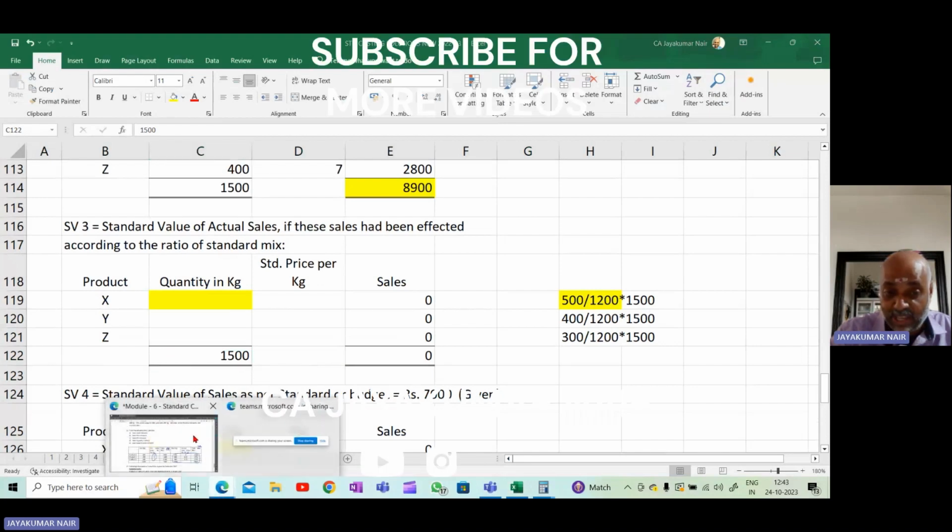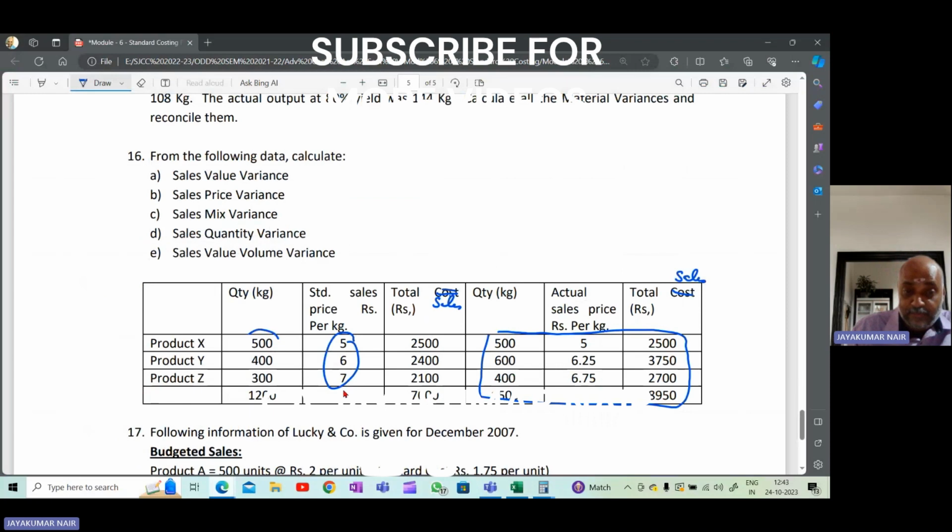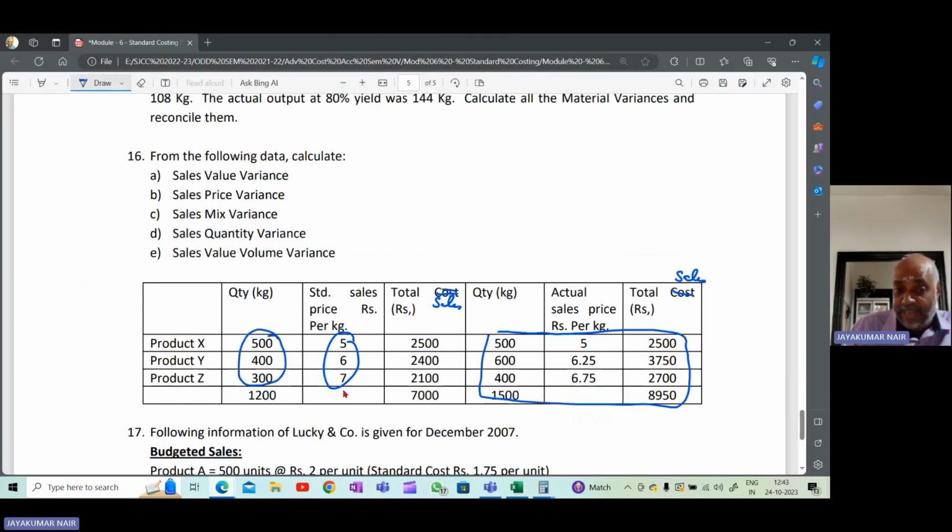Had you maintained this standard mix, because 1,200 means 500 will be X, 400 will be Y, and 300 will be Z, then what is your sales value? So that is what we are going to compute. So what is the mix if you want to find out? It is 500 out of 1,200. And here it is 400 over 1,200. And here 300 over 1,200.